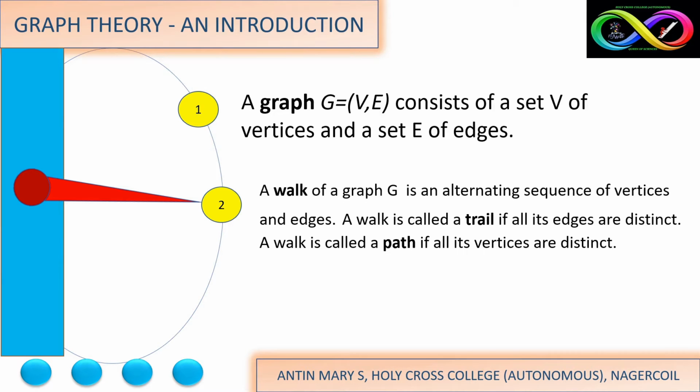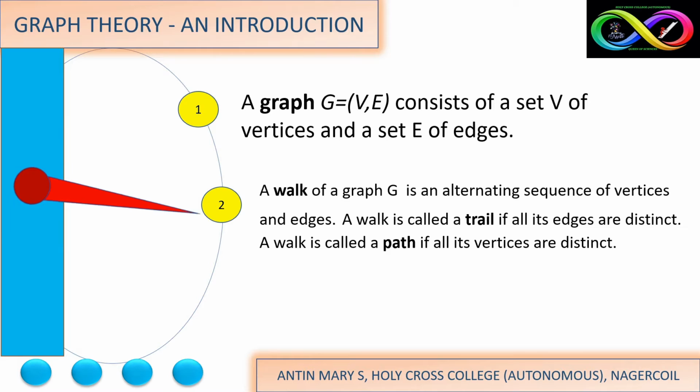But a walk is given a special name, trail, when all its edges are distinct. That means you are choosing a unique path each time. You are not repeating the path. You are not repeating the way that you are choosing. A walk has another special name, path, if all its vertices are distinct. That means you are not going to the same place. So every place is distinct. You are not repeating the place.